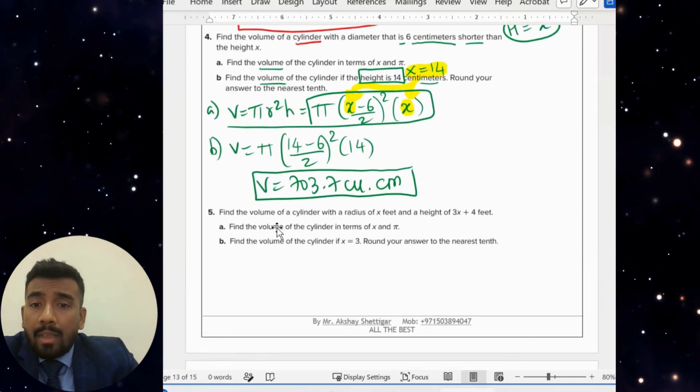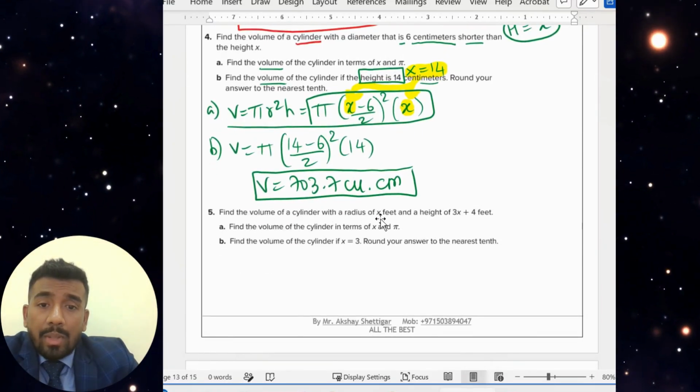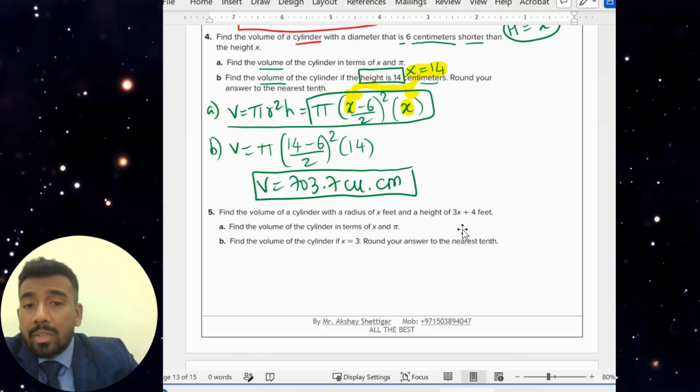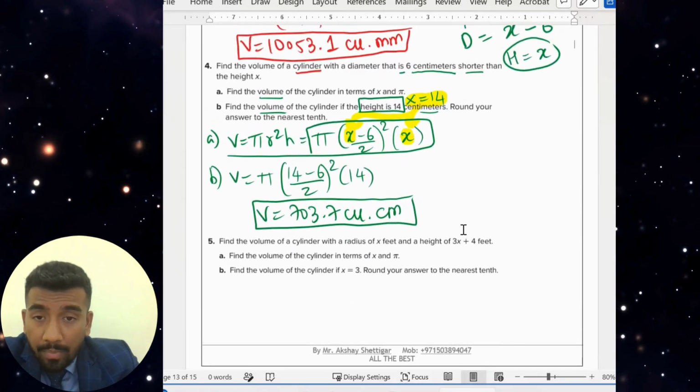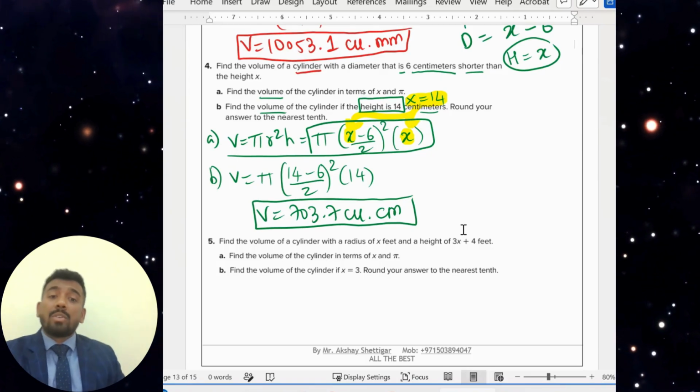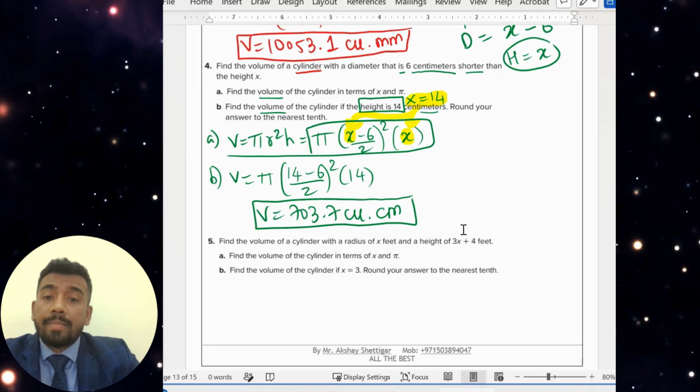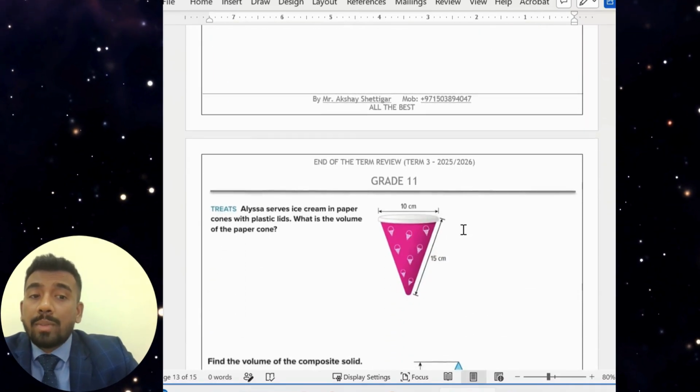Okay. Again, find the volume of the cylinder where the radius is x, height is this. You know this. I want you guys to pause this video and try this question by yourself in your book. Okay. Let's go to the next one.